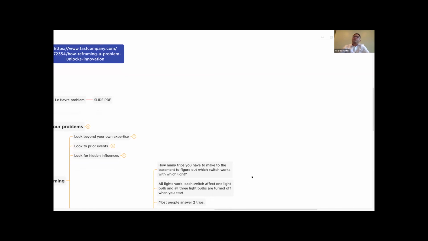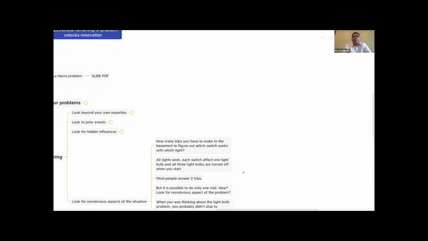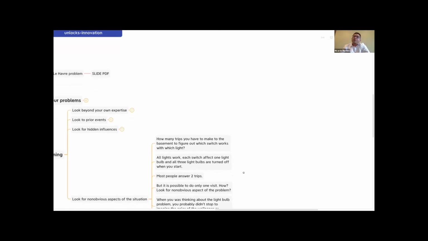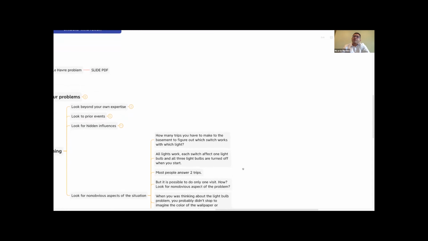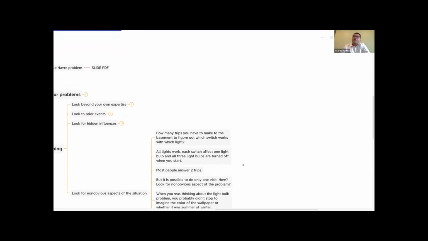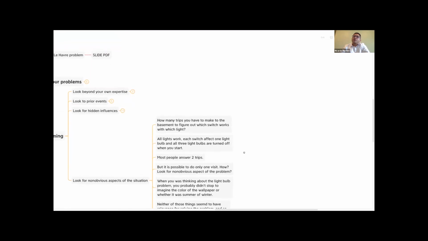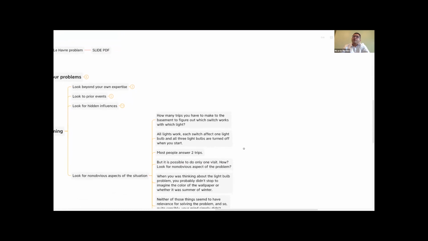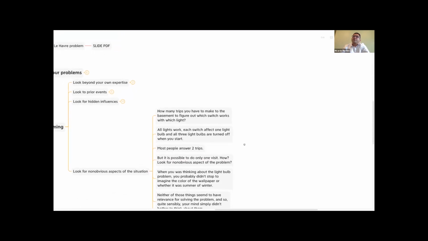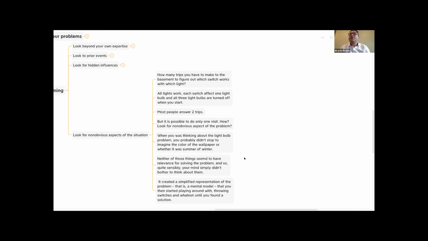But look, it's possible to do it in just 1 trip. So when you were thinking about the light bulb problem, you probably did not stop to imagine the color of the wallpaper, or whether it was summer or winter. Neither of those things seem to have relevance for solving your problem, and so, quite sensibly, your mind simply did not bother to think about them. You can use the temperature of the lamps to know which one. Turn 2 switches on, leave one for 3 minutes, one for 1 minute, and leave one switch off.